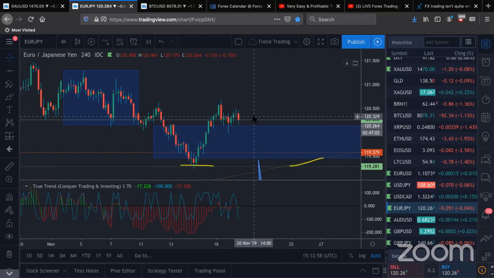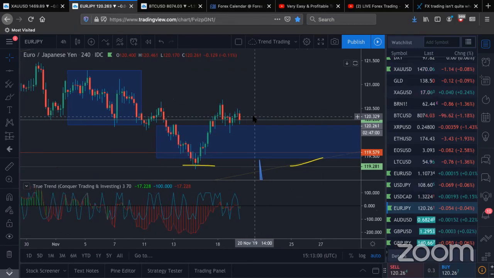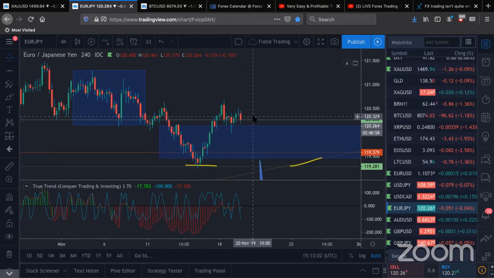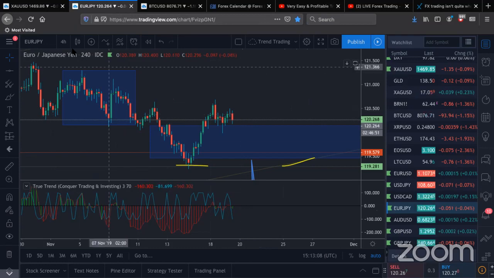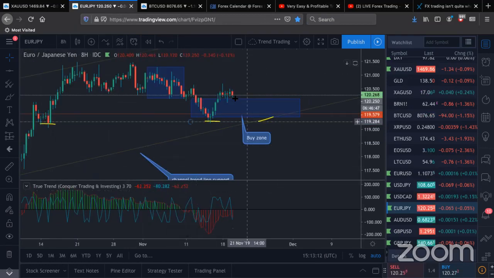So what I recommend, what I would do is wait for price to give a type of signal that it's actually reversing and starting to make a higher high than the previous price bar. Otherwise, there's the possibility price could keep falling. Right now it's dropping.